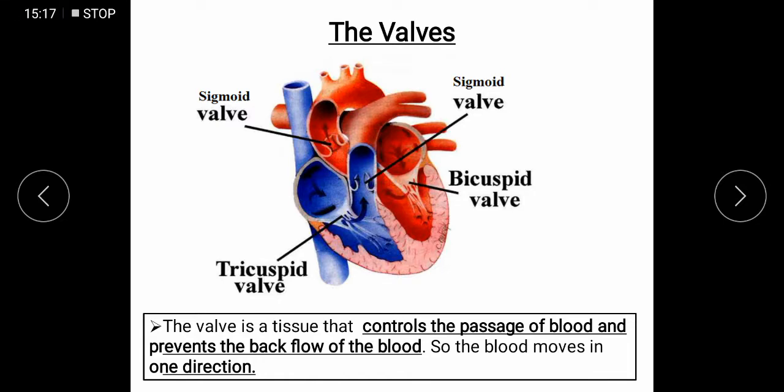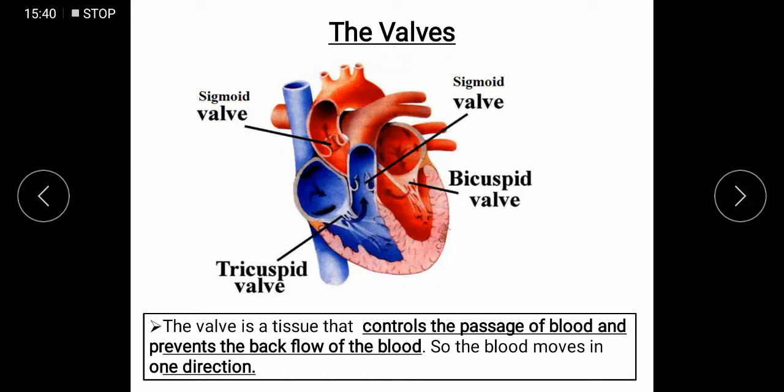So we have two valves between the auricles and ventricles, the bicuspid and tricuspid valves. Why do we call one bi and the other tri? Bi means two. It's made up of only two tissues. However, the tricuspid, from the word three, we have three of this tissue.